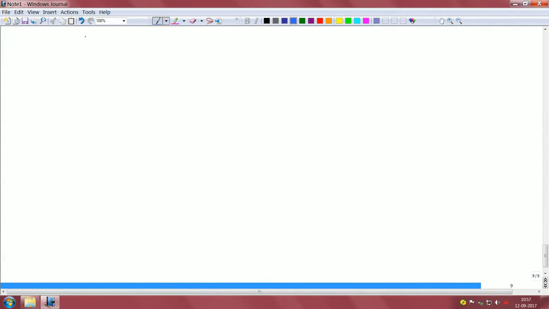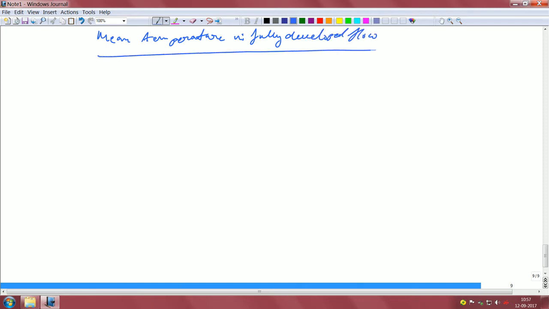Okay. Now, let us see that for temperature, what are the key concepts that one needs to learn before one takes up this particular problem. Okay. So, let us introduce the concept of mean temperature in fully developed flow. What do we mean by that?